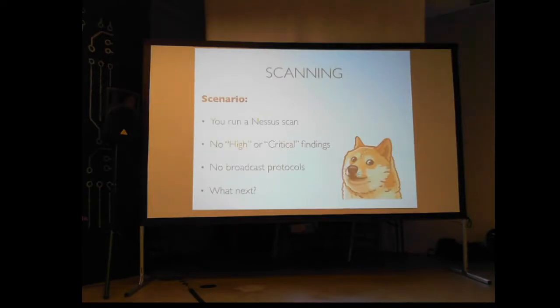So I'm going to start out with the scenario. Say you're on a penetration test, and because of reasons like time, you need to quickly scan and enumerate the vulnerabilities of the environment, so you run a Nessus scan. The Nessus scan comes back, and you don't really have any high or critical findings to go off of. The next thing testers will often do is run a tool like Responder, try to find these broadcast protocols, you know, NetBIOS and LLMNR, to do some spoofing and capture some hashes. But in this scenario, let's say that doesn't work either.